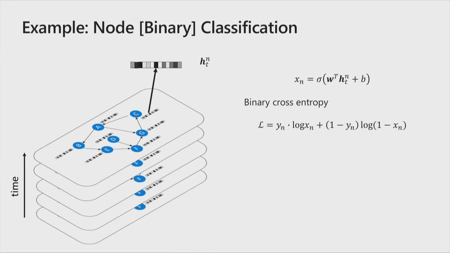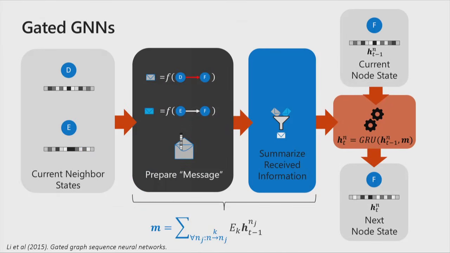So let's look at two popular graph neural network architectures. The first one is gated graph neural networks. It was first invented in this building. I wasn't here at the time. But the idea is as follows. We want to compute the messages.